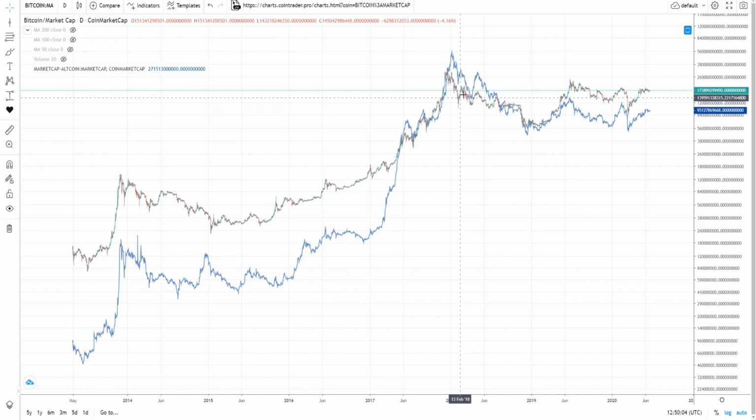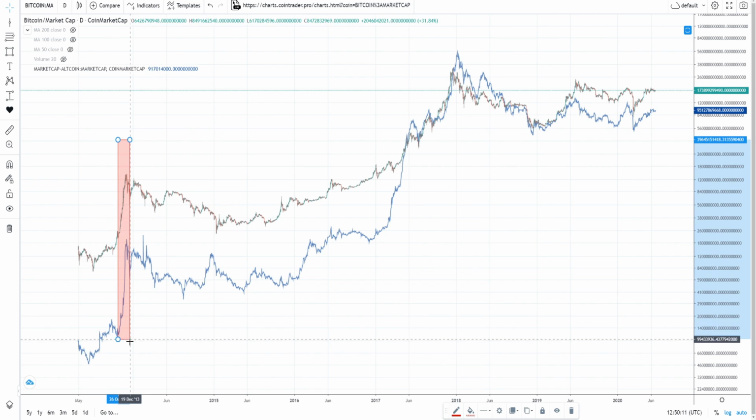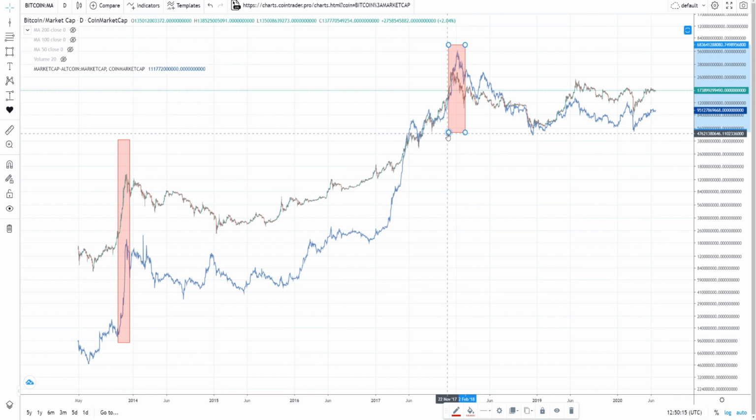And well, let's see if we can pinpoint a few things. Now, let me ask you this. If you're looking at this chart, would you say that these alt seasons right here took place at the exact same time as Bitcoin right here? So would you say alt season happened at the exact same time Bitcoin would? Well, my opinion is no, they actually didn't.